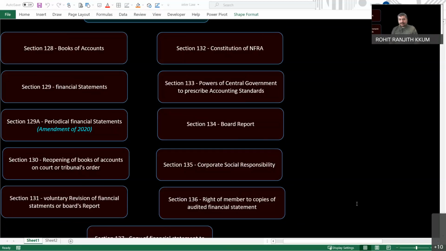That means if income tax department wants a revision of books of accounts, it cannot directly do that. If income tax department wants the recasting, it will apply to tribunal, it will apply to the court, and when court orders, then and only then this revision is possible. Otherwise, it is not possible. Is it clear to all? That is section 130.